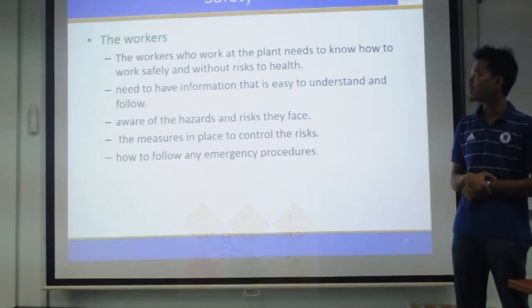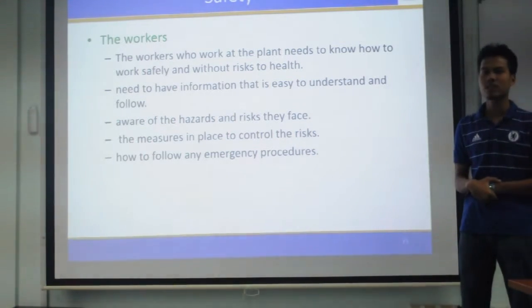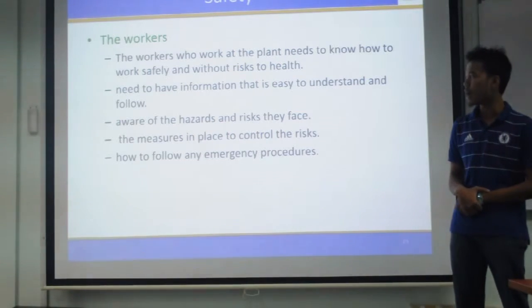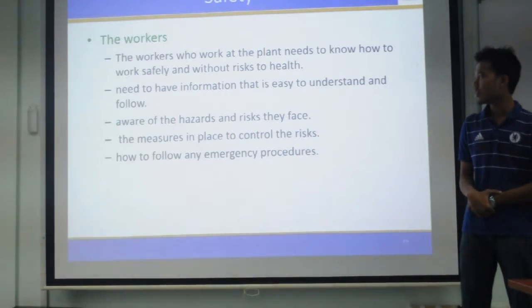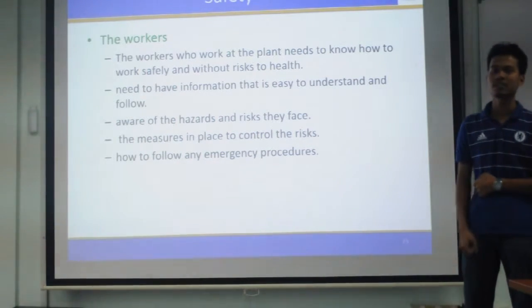Next is about the workers. The workers at the plant must know how to work safely without risking their health. They need to have information that is easy to understand and follow. They have to be aware of the hazards and the place. They have to know the measures in place to control the risk and how to follow any emergency procedures.